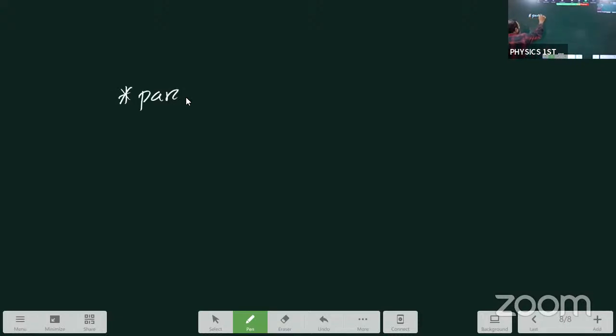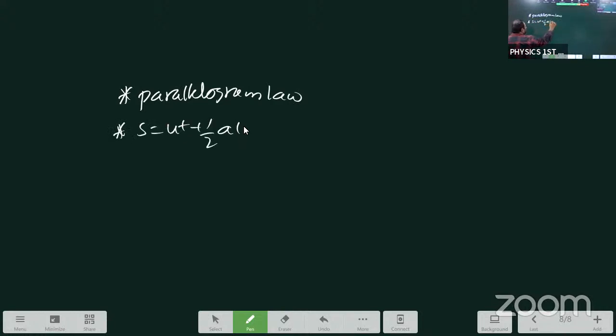Parallelogram law. S equals ut plus half at square, graph method. Next, path of the projectile, parabola.